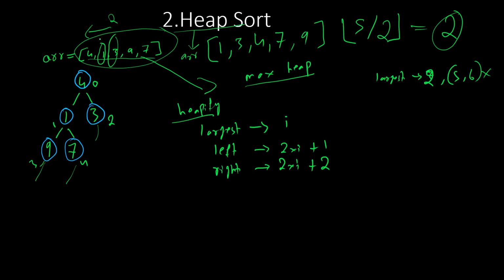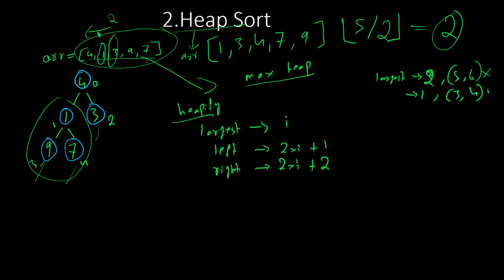Now we come to the first index, the value 1 here. Apply the same formula. Largest is currently index 1. We assume largest is 1 for this node, and we will check whether it is the largest or not. Applying the formula, 2 into 1 is 2, 2 plus 1 is 3, so this will be our left child. For the right child, 2 into 1 is 2, 2 plus 2 is 4. So the indexes 3 and 4 are present.